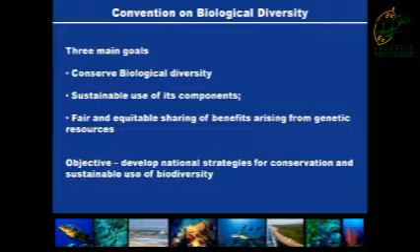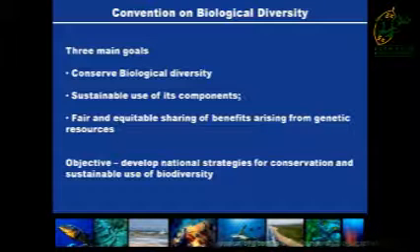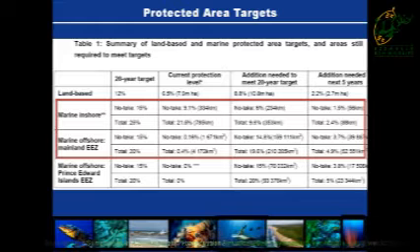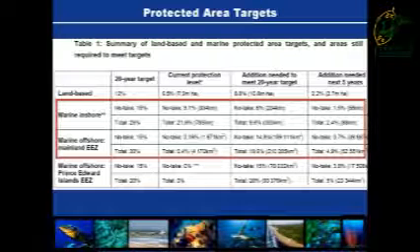South Africa has ratified the Convention on Biological Diversity, which commits the country, including KZN, to three main goals, and the main objective of this convention was to develop national strategies for conservation and the sustainable use of biodiversity. One of the outcomes of this was the National Protected Area Expansion Strategy, which set a number of targets for the land and marine areas. These were 20-year targets, with a target of 20% for the offshore area and 20% for our inshores, with 15% of this being required within a no-take marine protected area.